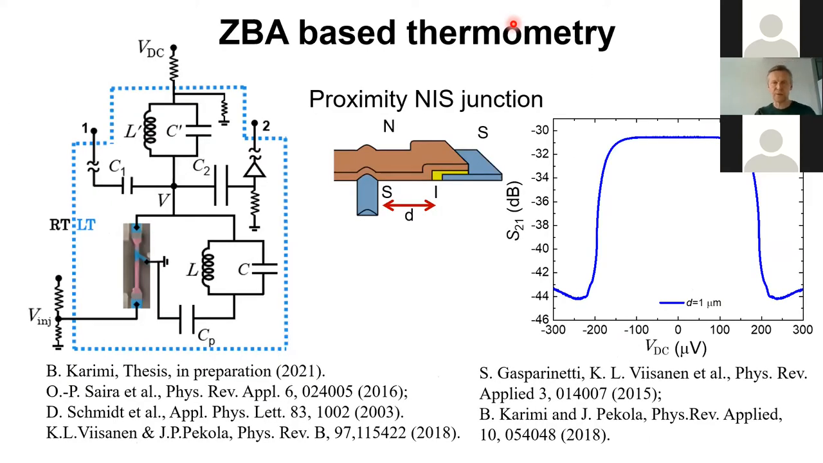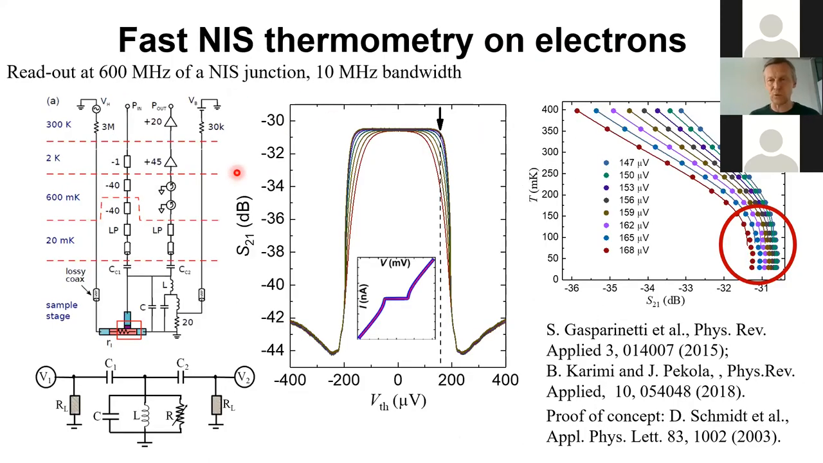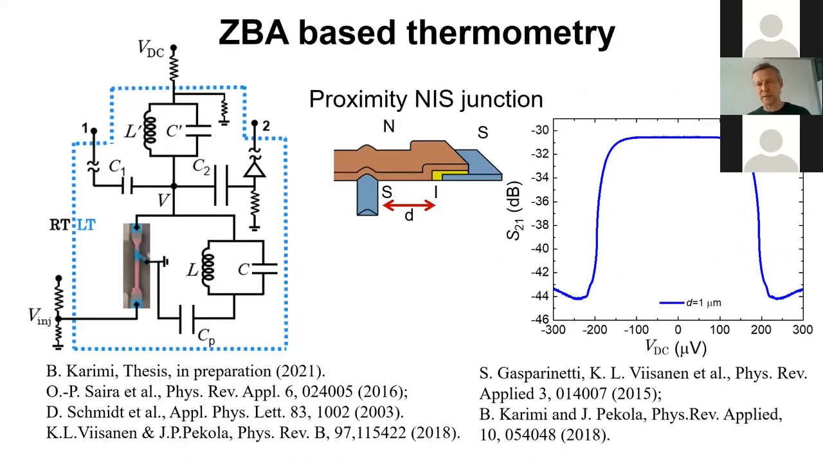So over the last few years, we have been working on a really improved version of this, which allows us to go to much lower temperatures. In this one, the saturation occurs typically around 100 millikelvin. In good cases, you can go somewhat lower, but anyways, it's not so easy. So what we are using now, this will come out in Bayern Karimi's PhD thesis also, and there are some recent publications on this.